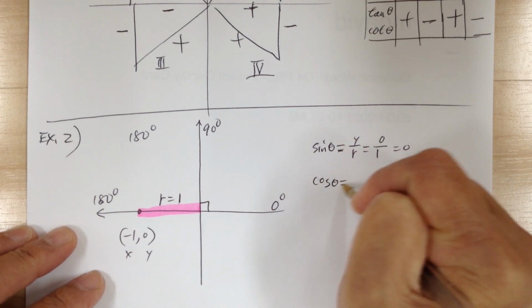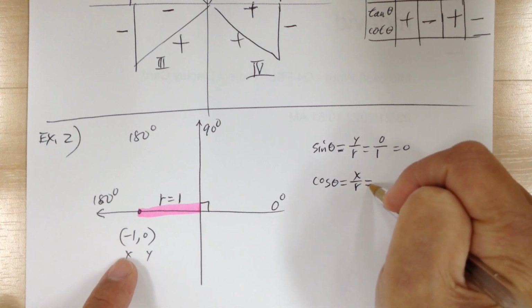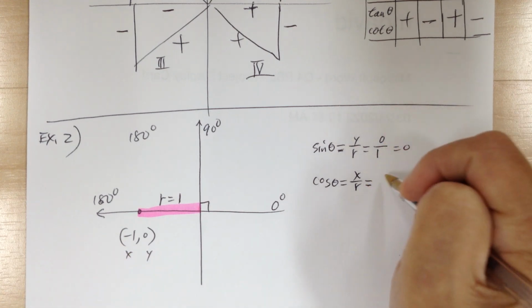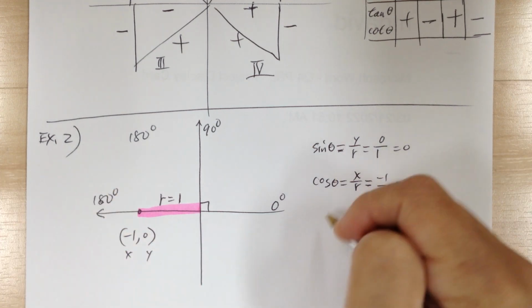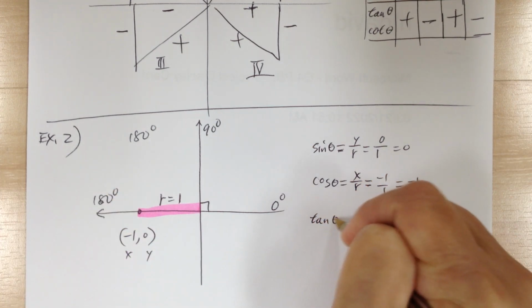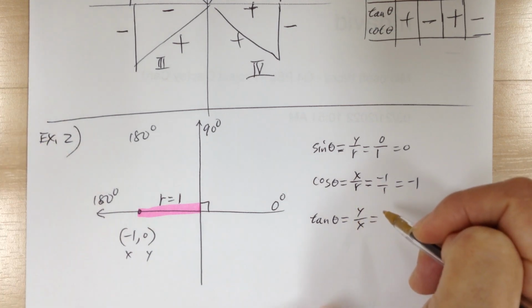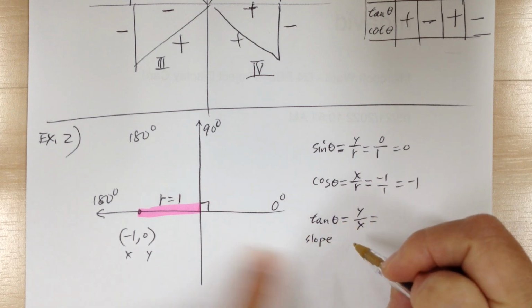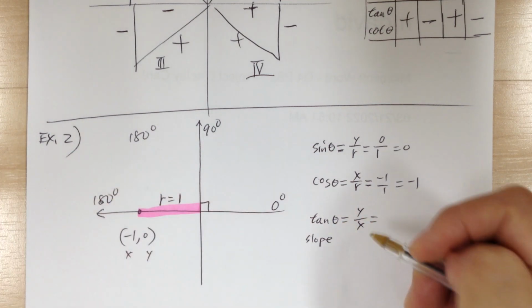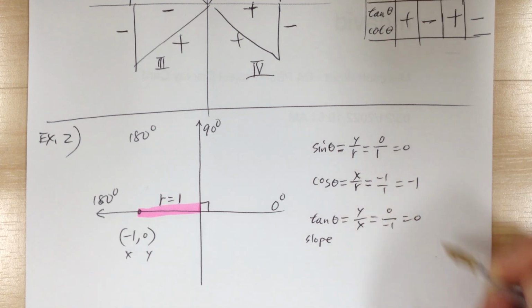Cosine theta equals x over r. In this case, you're going to get negative 1 over 1, so that equals negative 1. And tangent theta is equal to y over x. That's a slope. Remember, tangent is a slope. So by looking at that, what's the slope? It equals 0, because y equals 0 and x equals negative 1, so it equals 0.